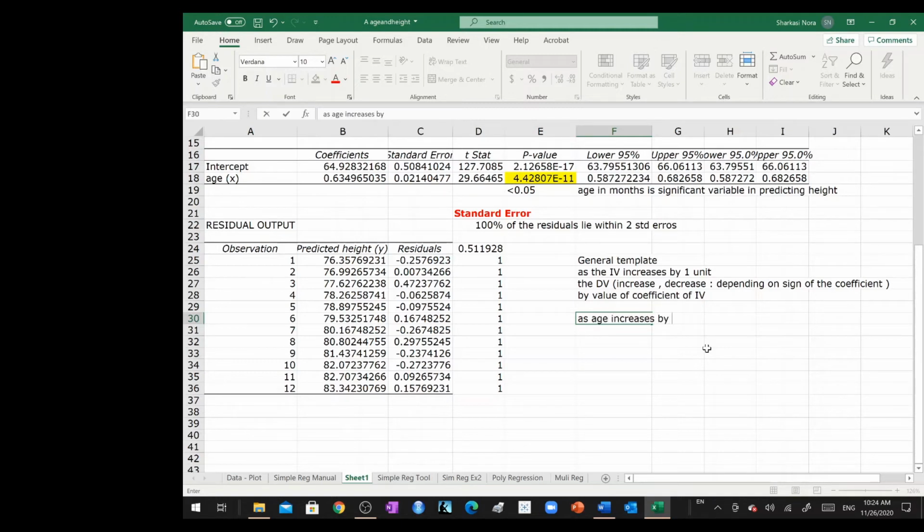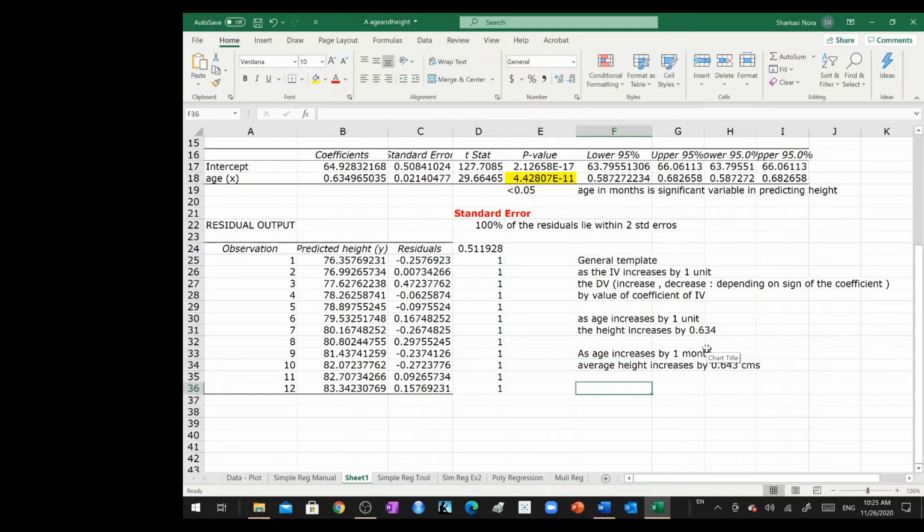As age increases by 1 unit, the height increases by, because it has a positive sign, 0.634. Another way you could write it: as age increases by 1 month, average height, we can say the mean, guys, increases by 0.643 centimeters.